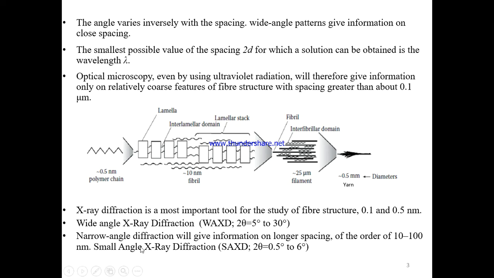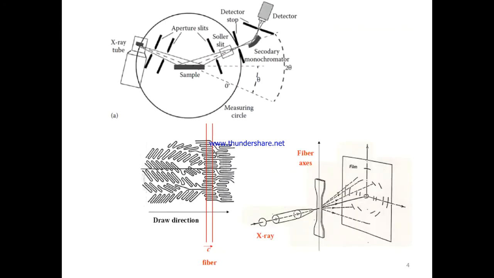However, in case of narrow angle X-ray diffraction, we can measure the coarse features, such as long range order and molecular defects, whether there are any periodic defects available. That can be measured by the small angle X-ray diffraction. So this is the schematic diagram of the instrumentation setup of the X-ray diffraction instrument.